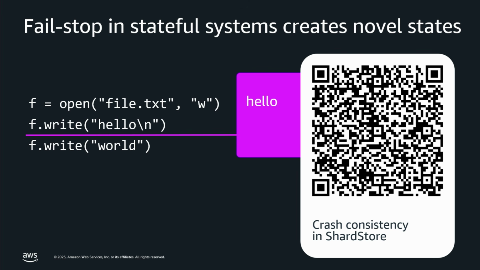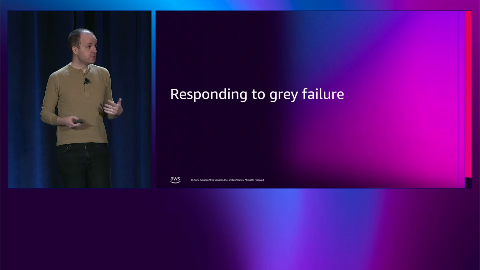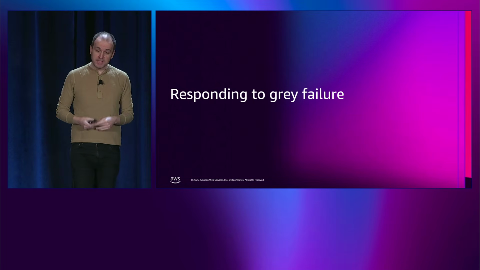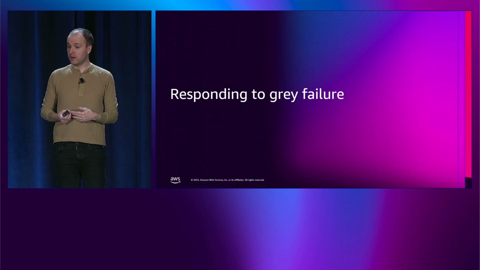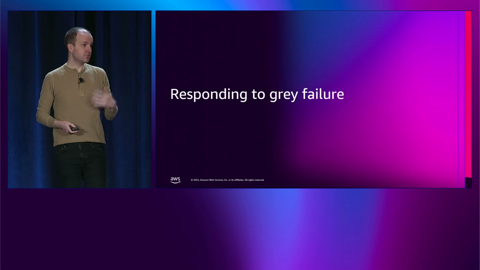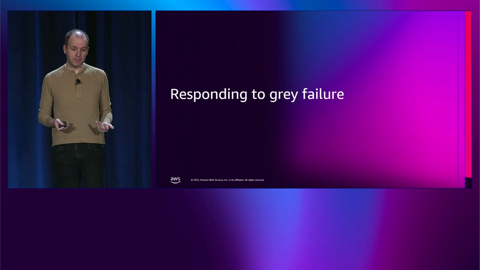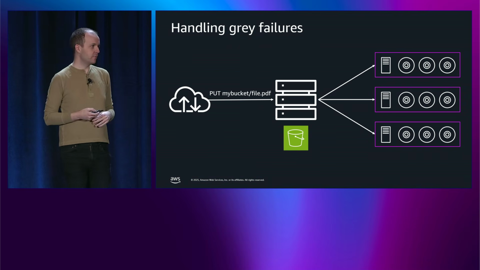So that's a little bit about fail-stop failures, right? I describe them as the simplest mode of failure. There are other modes of failure that we think about a lot in S3. In particular, the one we spend a lot of time thinking about is what I might call a gray failure, right? A failure that's not just a power failure or a fail-stop failure mode. So how do we detect those? How do we respond to them? Let me give you an example of what I think a gray failure might look like.